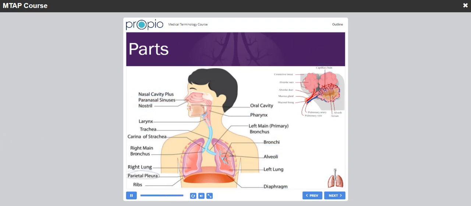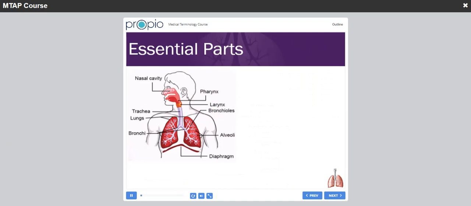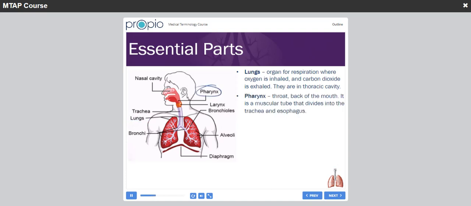Lungs is the organ for respiration, where oxygen is inhaled and carbon dioxide is exhaled. They are located in thoracic cavity. Pharynx is throat, back of the mouth. It's a muscular tube that divides into trachea and esophagus. Larynx is also known as voice box, forms the upper part of the trachea that carries air to the lungs.